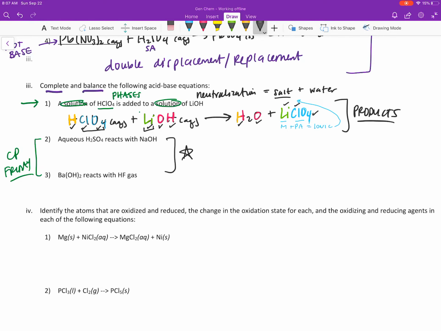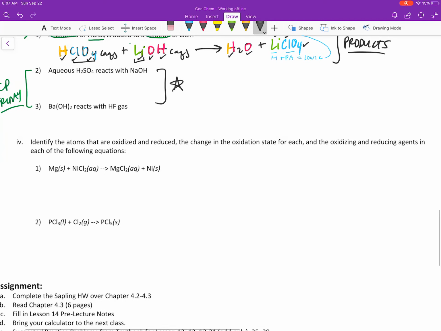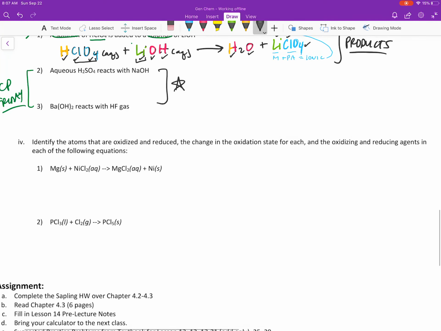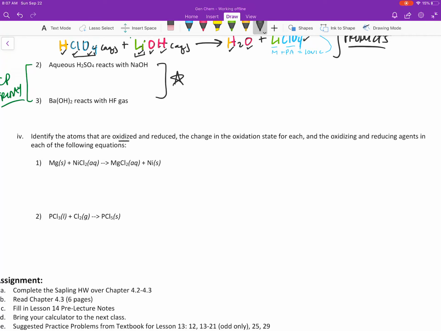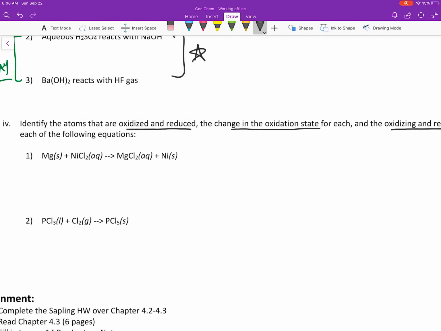The last thing is redox reactions. Okay, so we start off with redox reactions this semester. We really just briefly introduce them, and then we spend pretty much a whole chapter on them in the second semester. And so for right now, the only things that we're concerned about are determining who's oxidized and reduced, looking at the change in oxidation state, and then identifying the oxidizing and reducing agents, which actually is a lot more than it seems.